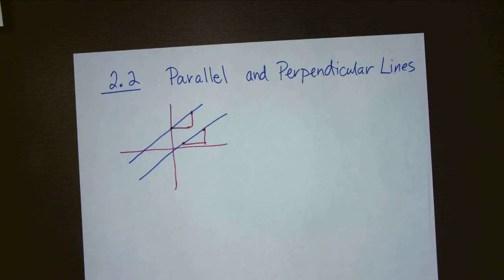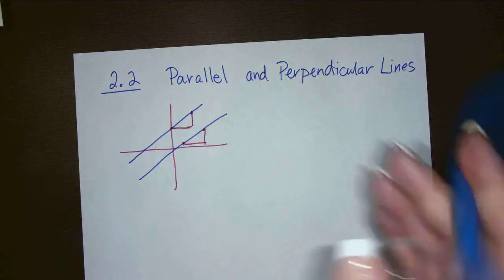Okay, but for math, for now, we want to say the slopes are the same. So parallel lines have equal slopes.